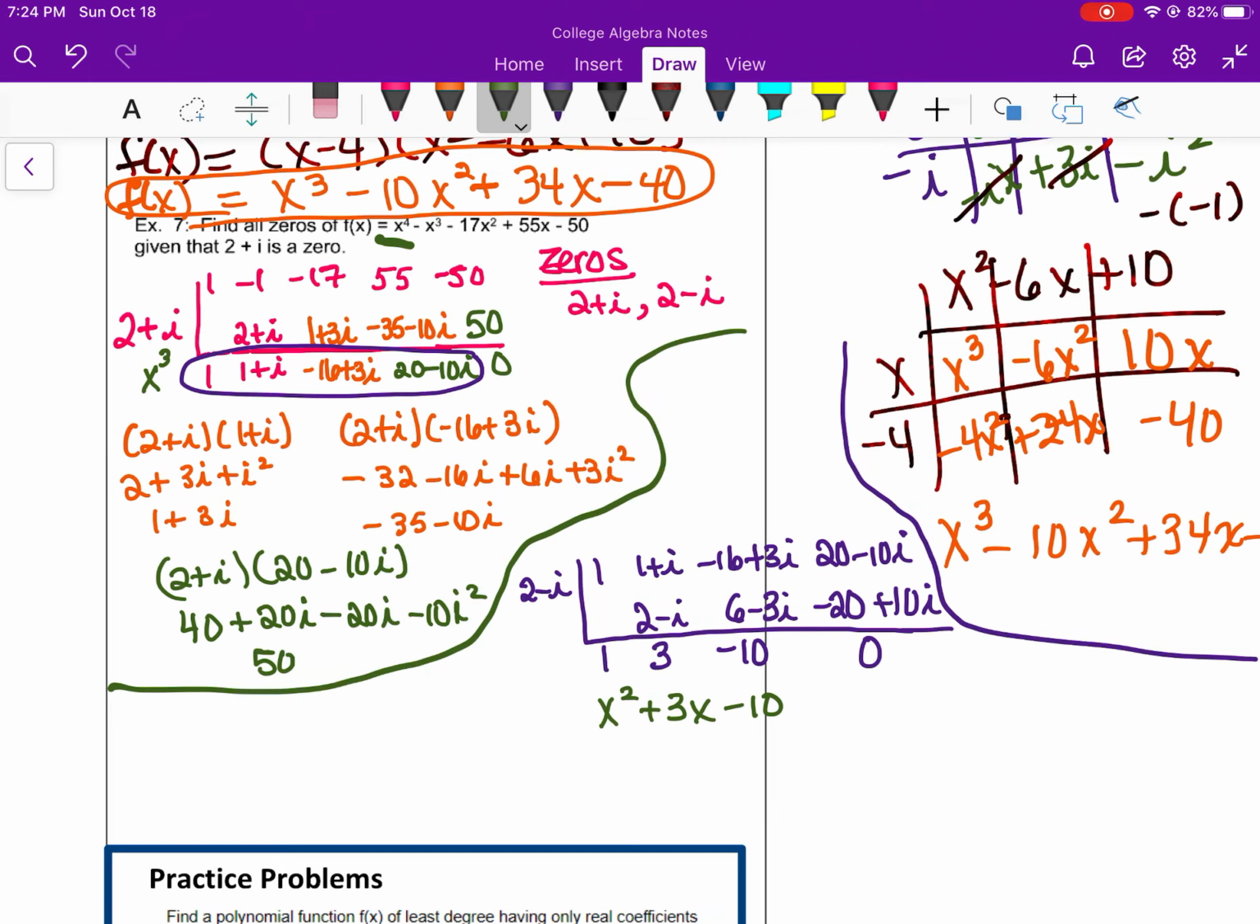Well, from there I can simply just factor it. And my other zeros then would be negative 5 and 2. So this polynomial has 2 real zeros, negative 5 and 2, and then also 2 imaginary zeros. And we know at most we can have 4 zeros, so we found all of them.